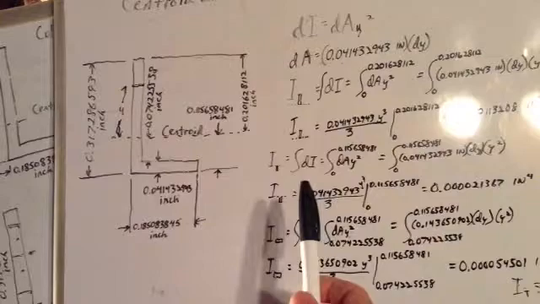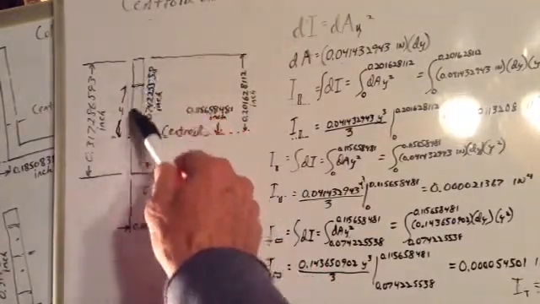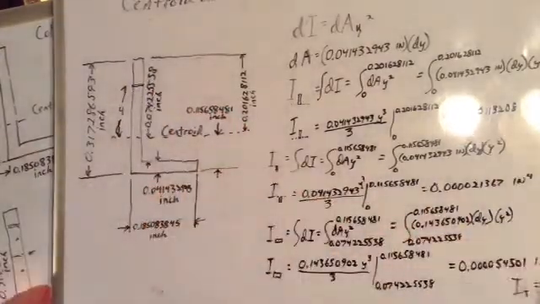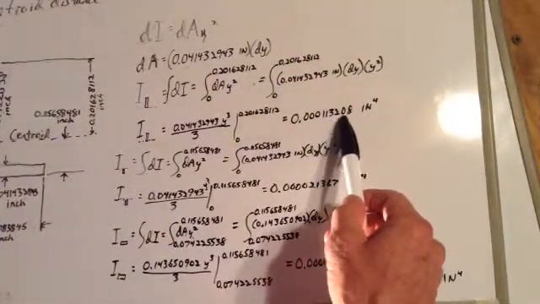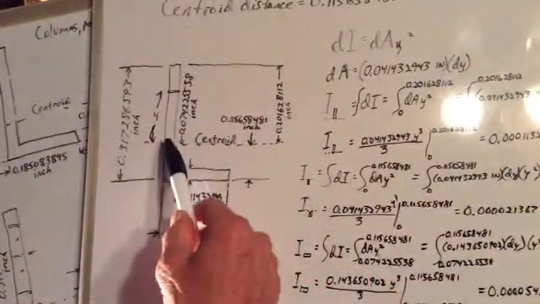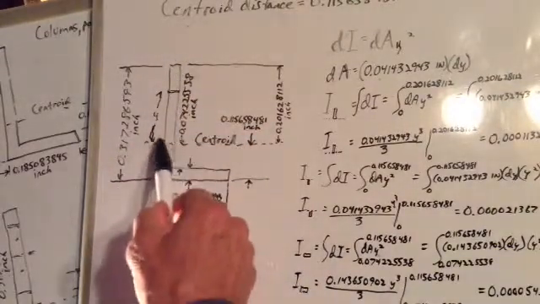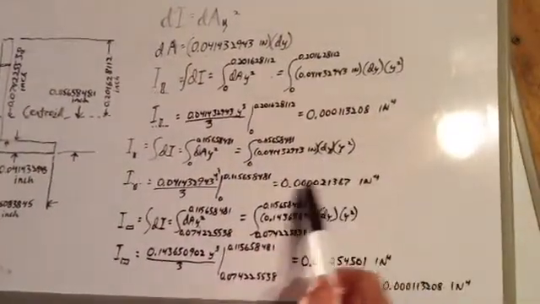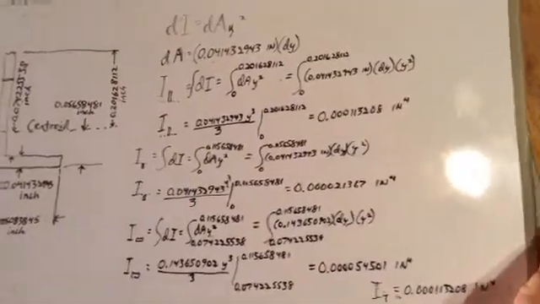So we had to cut the last video, part 6, short. We'd figured the moment of inertia contribution of this part of the L above the centroid line. We figured it was 0.00011328 inches to the fourth. We figured the moment of inertia contribution of the vertical part of the L below the centroid line. It was this one. It was 0.000021367 inches to the fourth.